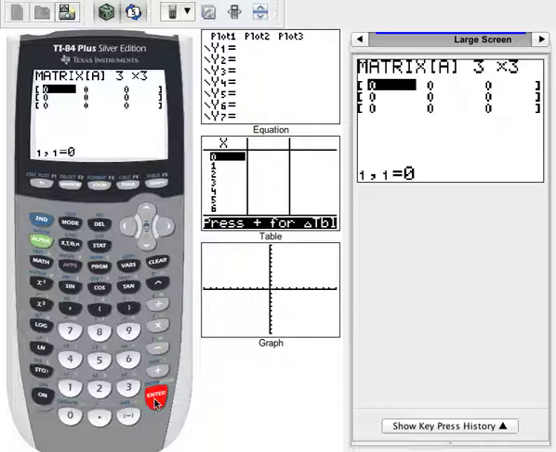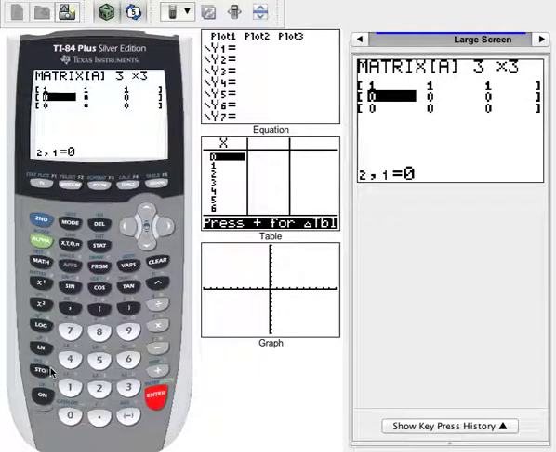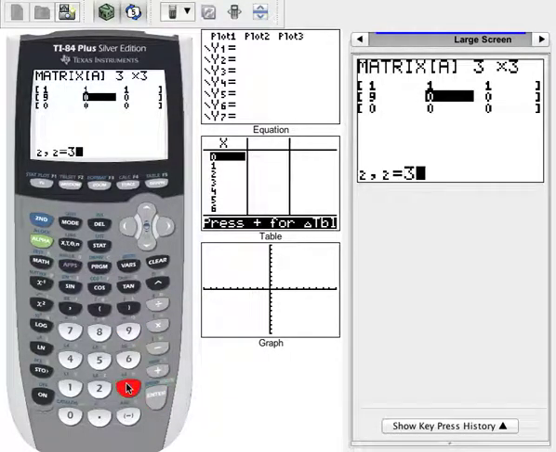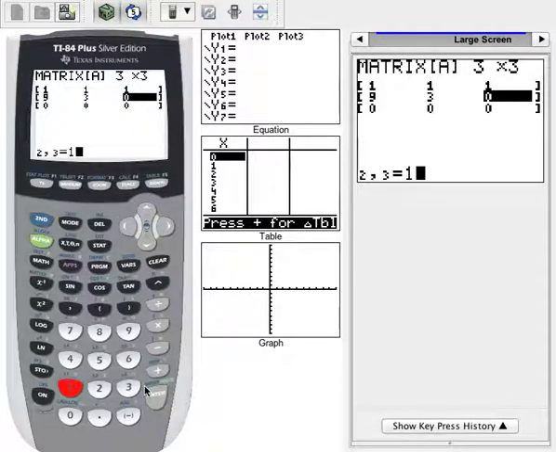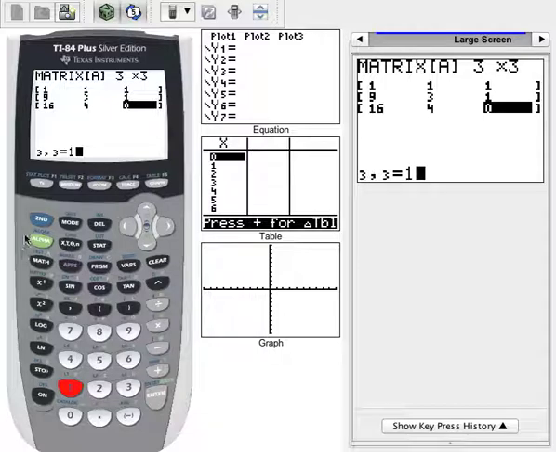matrix. So now we got to go ahead and put in our data. So when you enter data, like this first row, which is 1, 1, 1, as you press enter, it will move across the rows until that row is full, and then it'll drop down to the next row. So that next row was 9, 3, and 1, and then the final row was 16, 4, and 1.